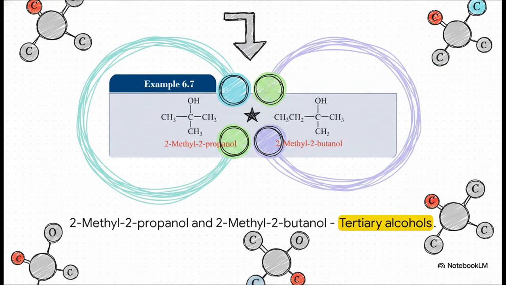alcohols. Zooming back in on monohydric alcohols, the ones with just one OH group, they actually get a special subclassification based on the specific carbon atom the hydroxyl group is attached to. We call them primary, secondary, or tertiary. In a tertiary alcohol, like the examples of 2-methyl-2-propanol and 2-methyl-2-butanol, the carbon holding the hydroxyl group is itself completely surrounded, attached directly to three other alkyl groups.